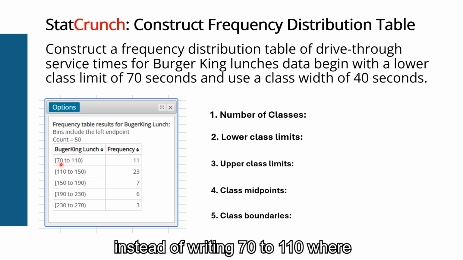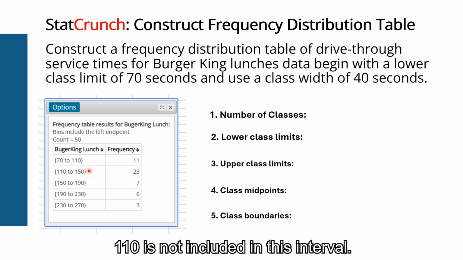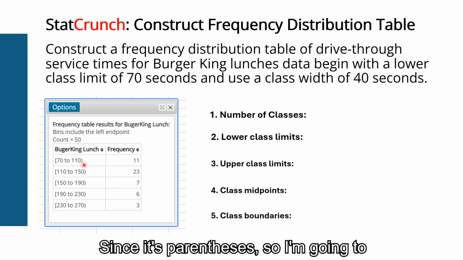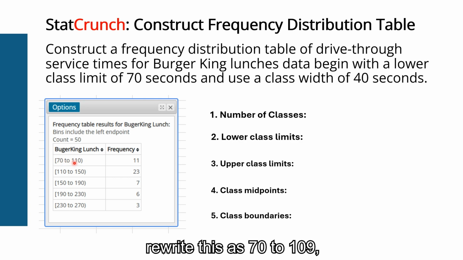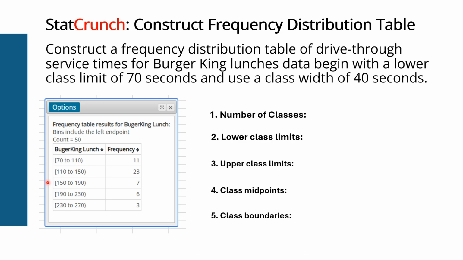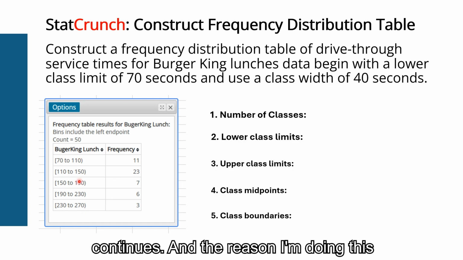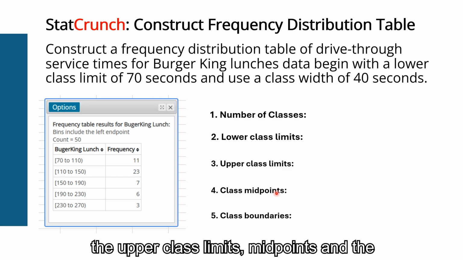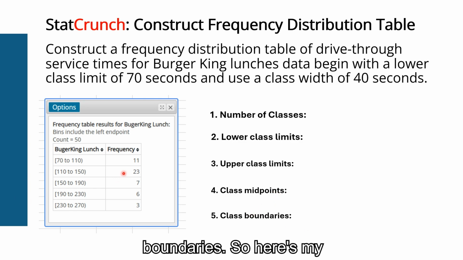Instead of writing 70 to 110, where 110 is not included in this interval, since it's parentheses, I'm going to rewrite this as 70 to 109, where 109 is included in the interval. And then the next one will be 110 to 149, and then 150 to 189, and then the pattern continues. The reason I'm doing this is so that it will be easier for us to find the upper class limits, midpoints, and the boundaries. So here's my new table.